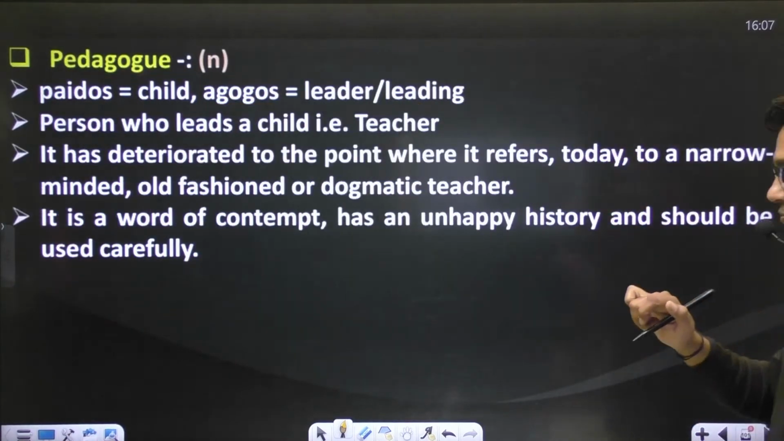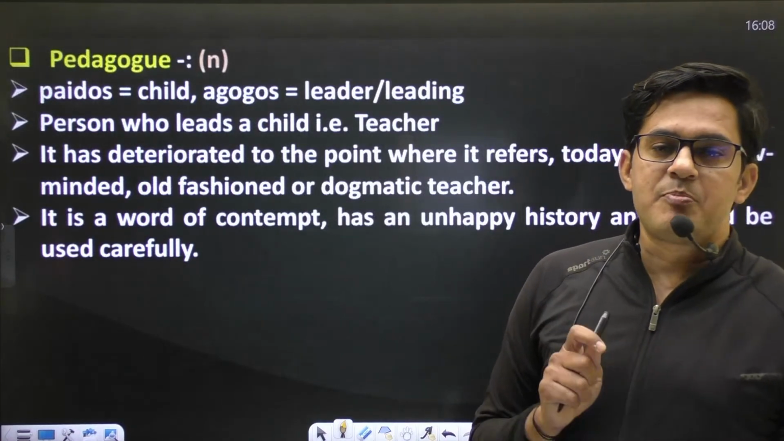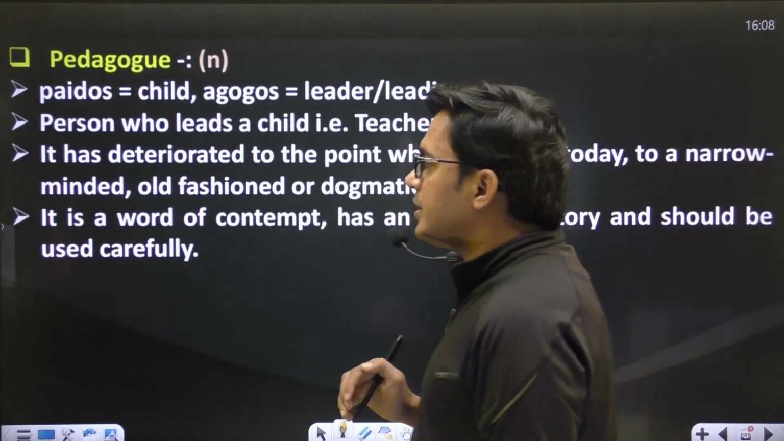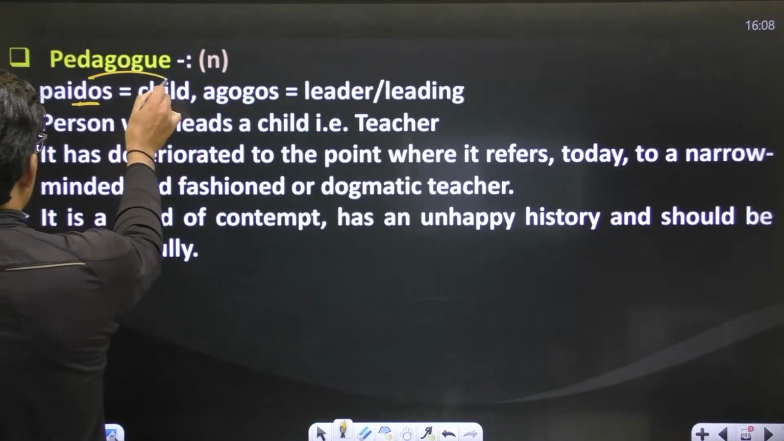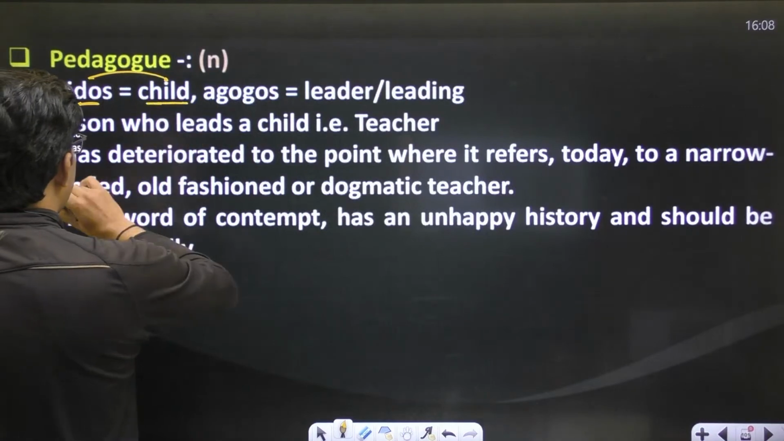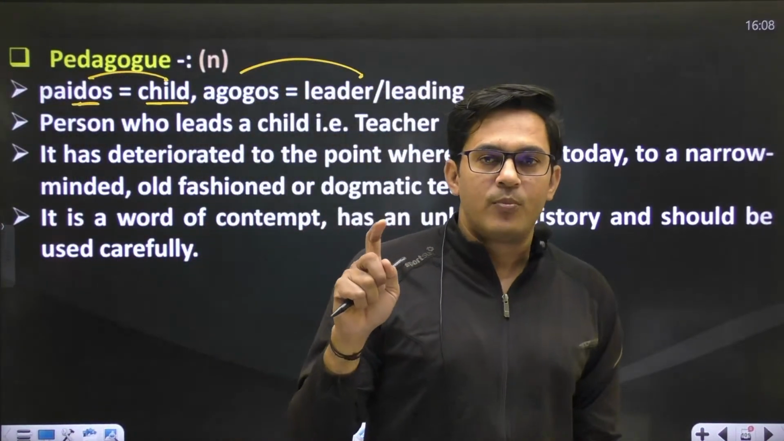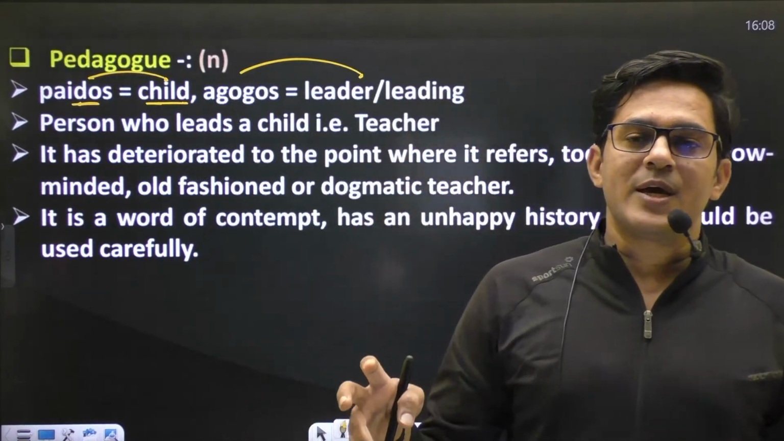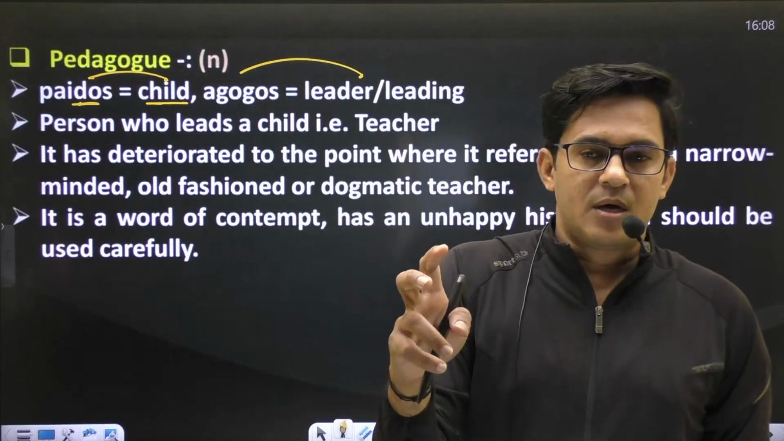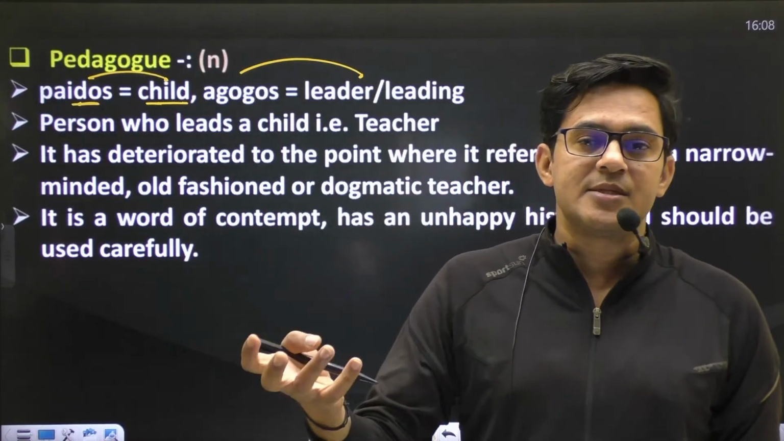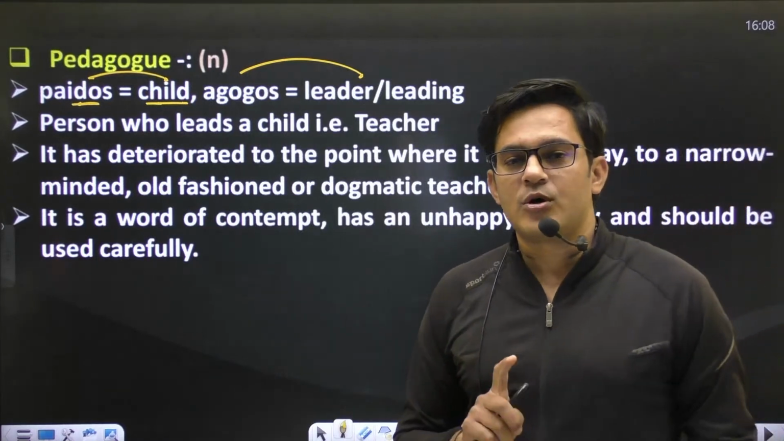Now two different words we have, and the first word is pedagogue. Pedagogue comes from two different root words, and the first root is pedos. Pedos denotes child, and agogos, one who is a leader. So a pedagogue is a person who misleads children, or you can say a teacher who sometimes misleads children, is called a pedagogue, right?